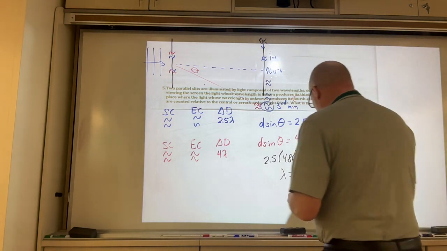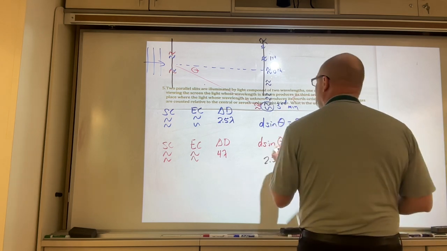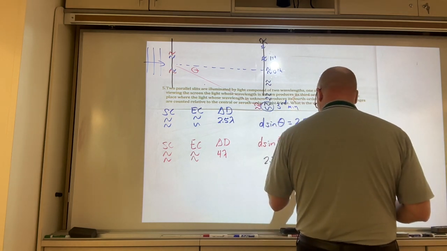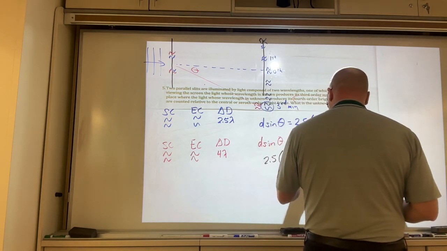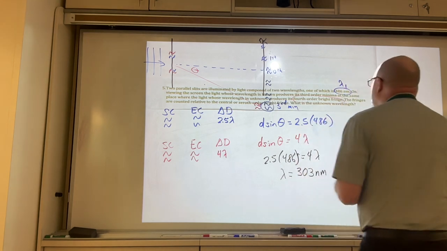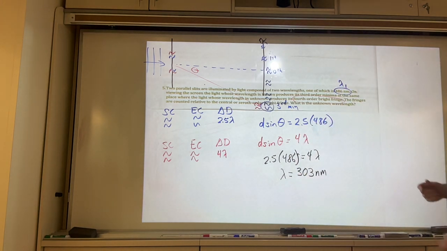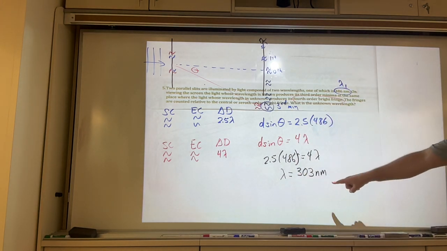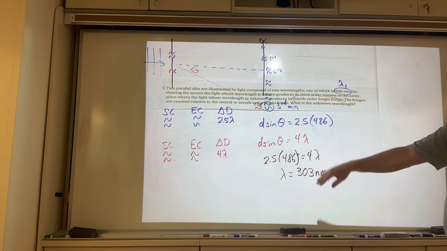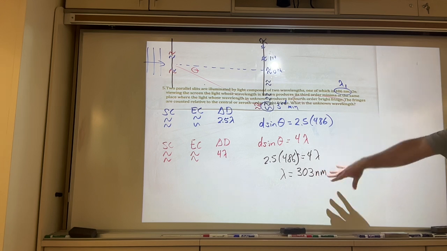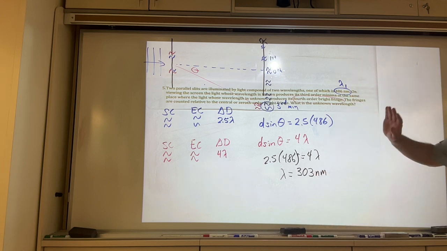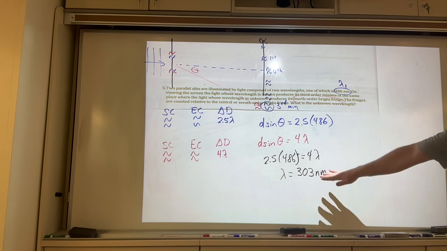So I am completely wrong, which I should have known because it's a bigger distance, but that's okay. 303 nanometers, which is probably not even visible. It's actually not even visible anymore. So this is more like an ultraviolet wavelength, but that's okay. So hopefully that makes sense.